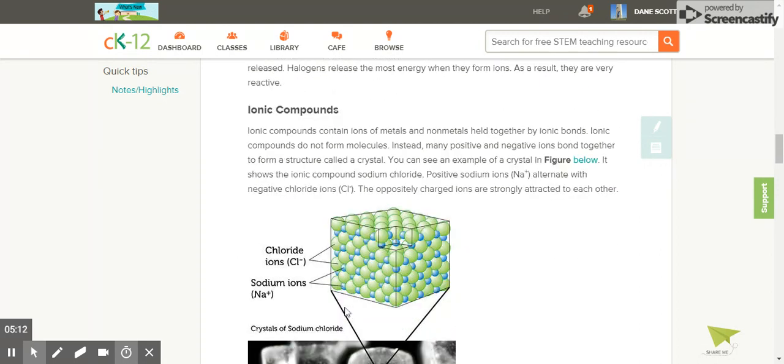Ionic compounds contain ions of metals and nonmetals held together by ionic bonds. Ionic compounds do not form molecules.